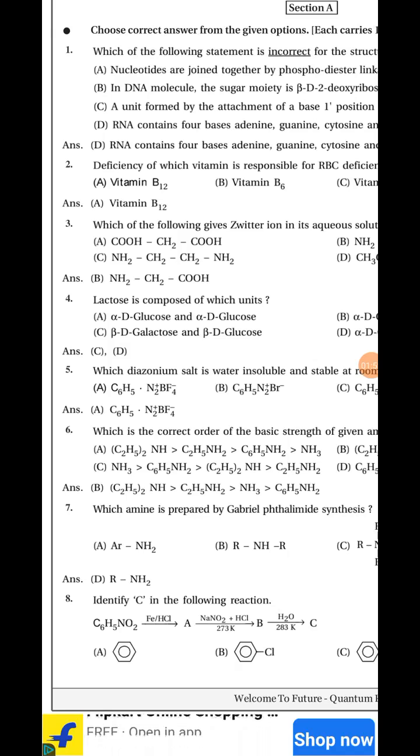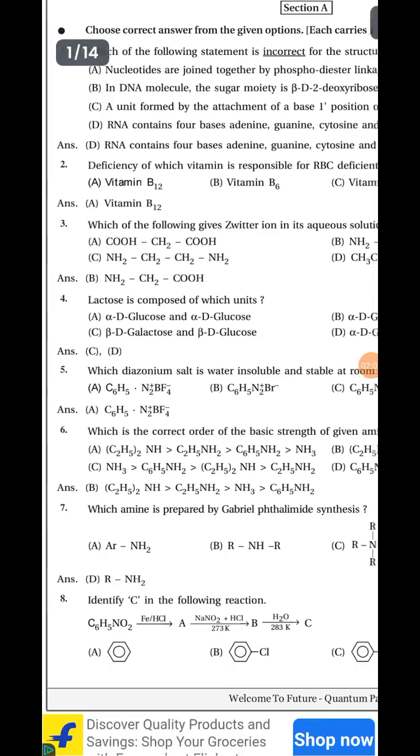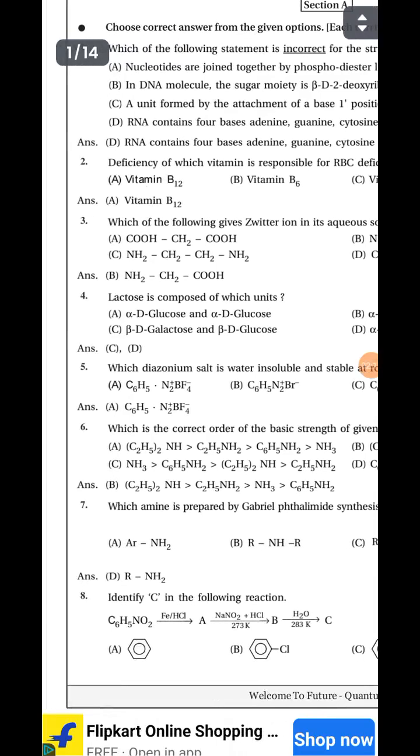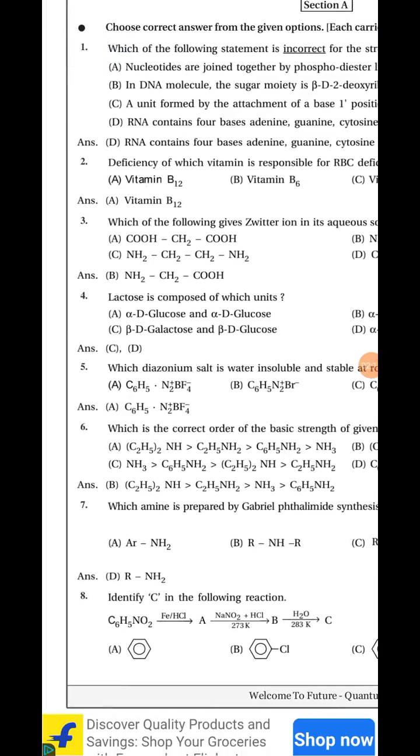The next one: lactose is composed of which unit? So your options would be C and D. It means that here two answers are possible for this question. It is a multiple choice question. This would be from a competitive exam. Here I'm not going to mention which, because in competitive exams I've selected questions from NEET and also from JEE, means PYQs. Those questions I have selected in this revision sheet. Sorry. So your option would be C and D.